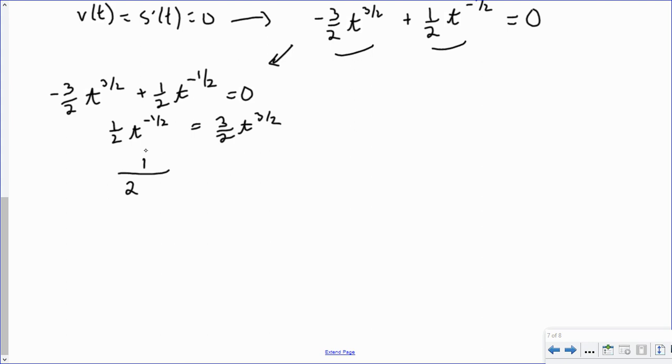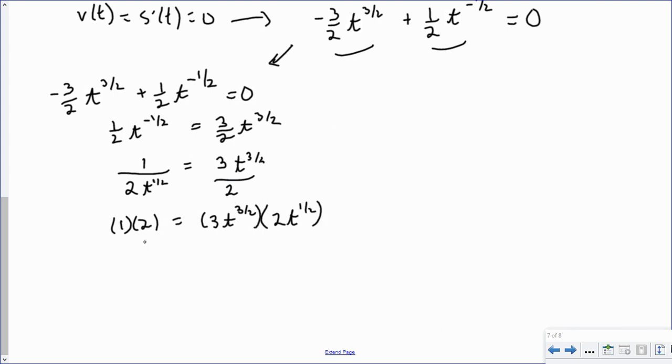Let's go 1 over, and I can go t to the 1/2 over equals 3. Okay, t to the 3 halves times 2. I can cross multiply: 1 times 2, and then 3. That'll leave a 2 here, and that'll leave a 6t. And then I add my exponents. 3 halves plus 1/2 is 4 halves, or 2.